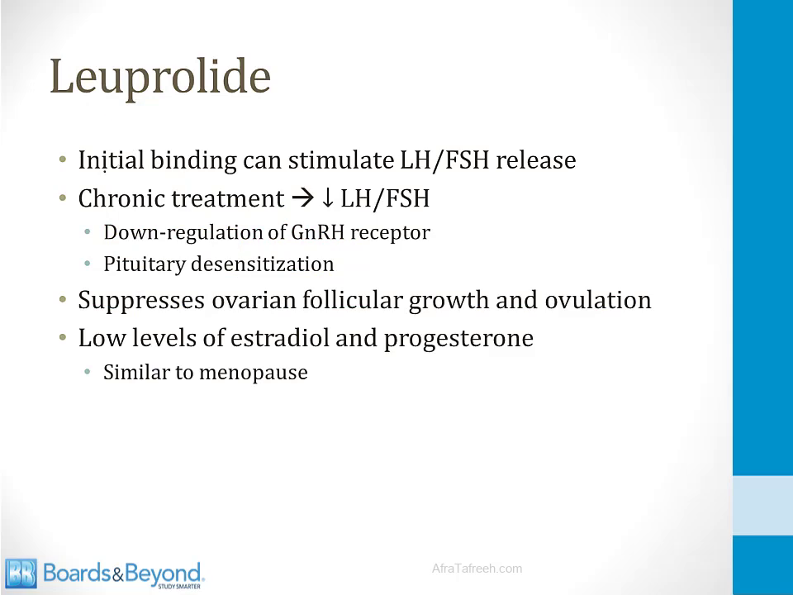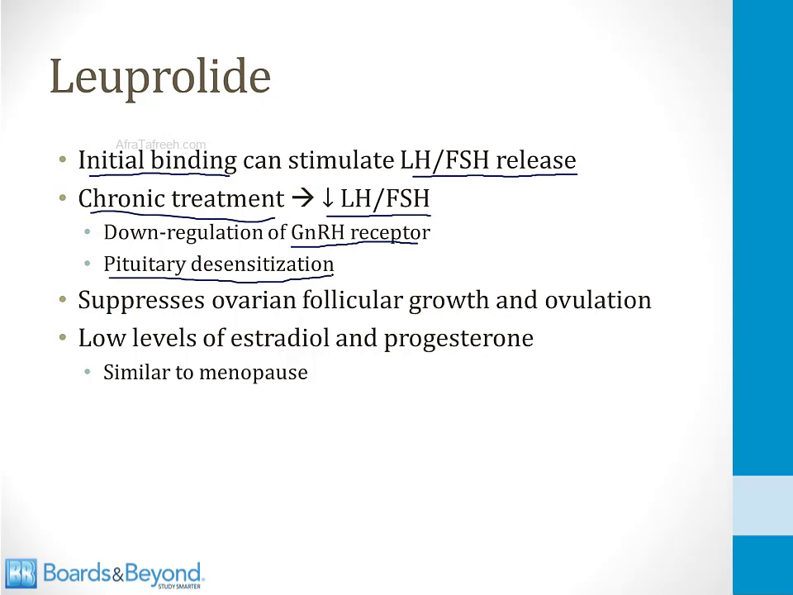The reason for this is that the initial binding of leuprolide to the GnRH receptor can stimulate LH and FSH release, and thus the drug can function as an agonist. However, with chronic treatment, you will see a fall in LH and FSH levels. This is because there is a downregulation of the GnRH receptors from being chronically stimulated by leuprolide. This leads to pituitary desensitization to GnRH.